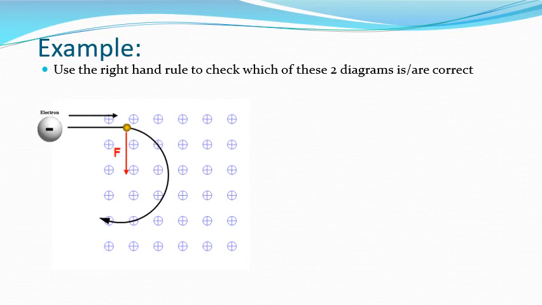So let's have a little look at this one here. If we point our first finger into the screen, because we've got crosses for the magnetic field, our thumb currently is pointing up and our second finger is pointing to the left, and we can see that the electron is actually going from left to right, so we need to turn our hand upside down, keeping our first finger pointed in. Our second finger should now be pointing to the right, and our thumb is pointing downwards with the direction of the force.